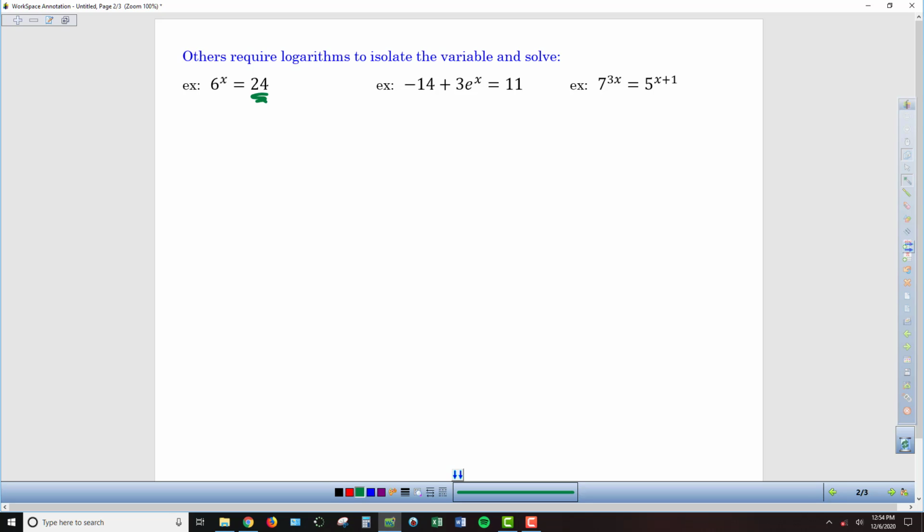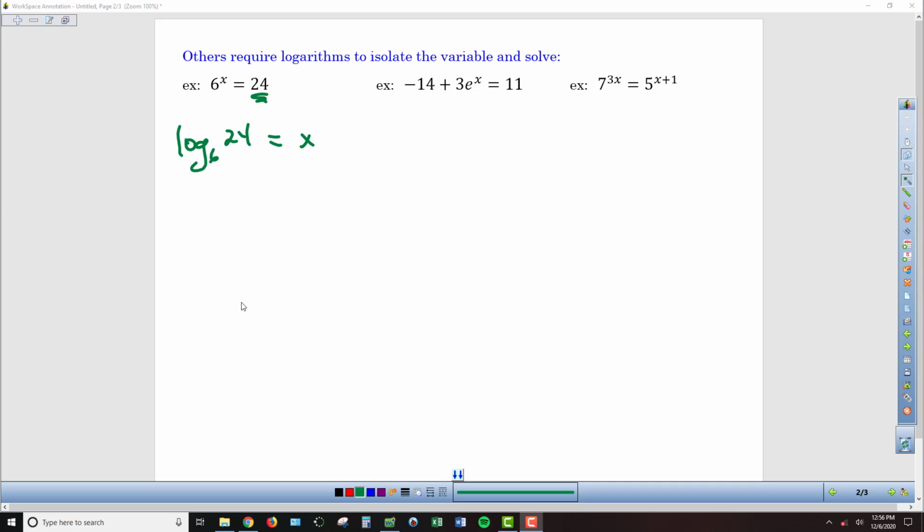And so one way that we can approach this is to just rewrite this in log form using our pattern. The base of my exponential is 6, so the base of my logarithm is going to be 6. Then what is the output of my exponential is going to become the input into my logarithm. So log base 6 of 24 is going to equal my exponent, which is x, since a logarithm is an exponent.